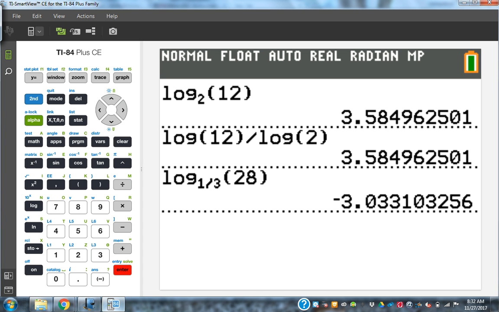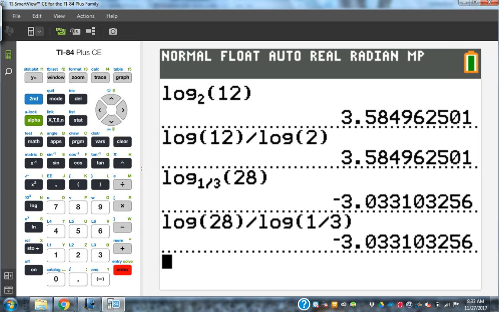If I don't have that, I can still do that log using the change of base formula. Log of the big number divided by log of the base. Same answer. That's called the change of base formula when you do it with two logs there.